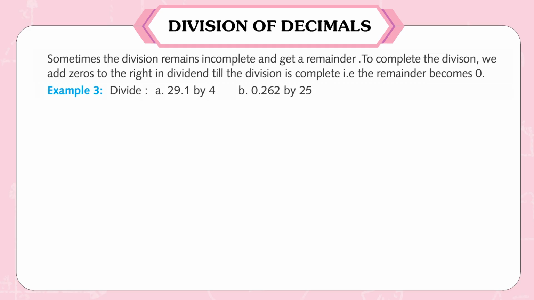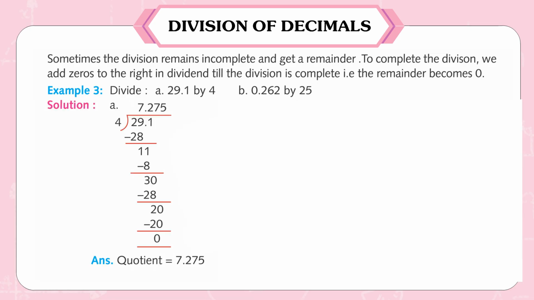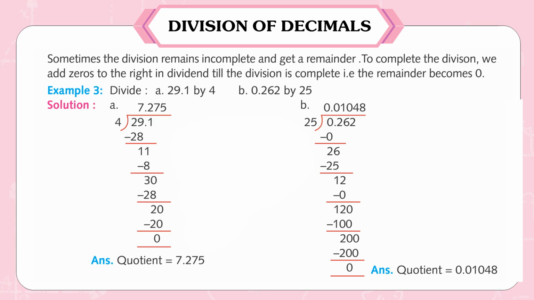Example 3. Divide (a) 29.1 by 4, (b) 0.262 by 25. (a) 29.1 divided by 4: minus 28, 7.275. 11 minus 8, 30 minus 28, 20 minus 20, 0. Answer. Quotient is equal to 7.275.